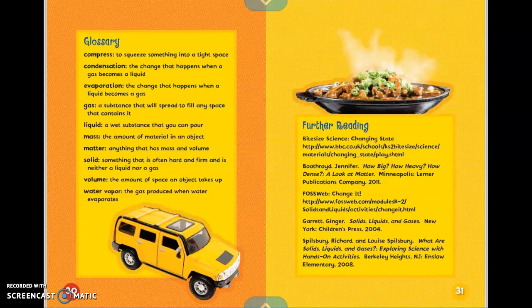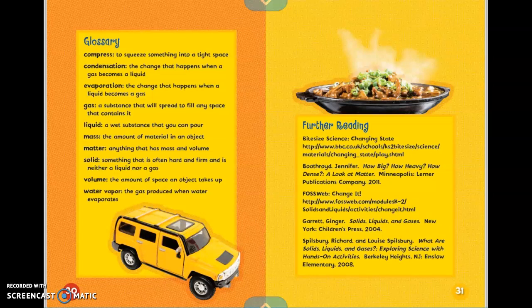This nonfiction text on the states of matter includes a glossary. A glossary is a nonfiction text feature that helps us figure out the definitions of words used in the text, just like a mini dictionary. Here are a few of the terms they used in this text that they think you might need the definition of. Compress means to squeeze something into a tight space.